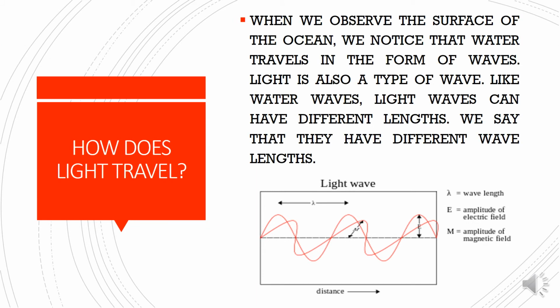How does light travel? When we observe the surface of the ocean, we notice that water travels in the form of waves. Light is also a type of wave. Like water waves, light waves can have different lengths. We say that they have different wavelengths.